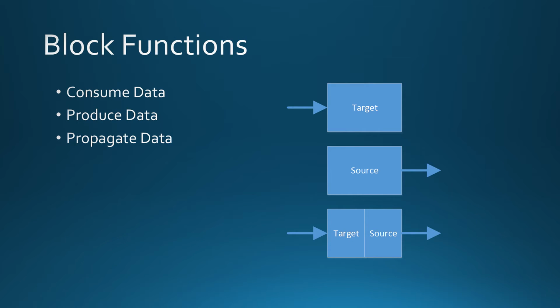So let's talk a little bit about the functions of blocks. Blocks can consume data, meaning that they are targets for data. They consume data that's passed to them. They can produce data, so they can be sources of messages, and messages can be passed out of them. Or they can propagate data. They can be both targets and sources. So they can take in data, do some processing, and output more data.